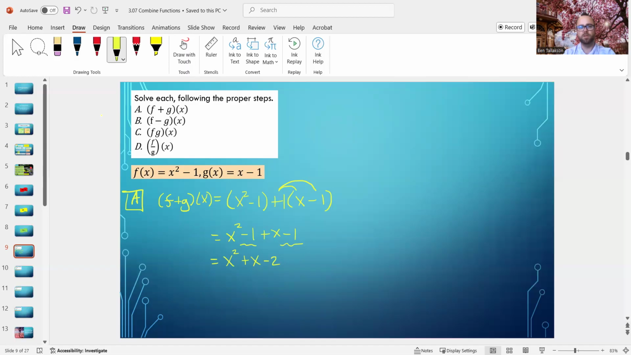B, very similar. We're subtracting f minus g of x. Same setup, just a minus in the middle. And here we go, distribute. So free this from parentheses, distribute -x plus 1. That gives us x squared minus x. And look at this, these are opposite signs, so that goes away. 2 down, 2 to go.